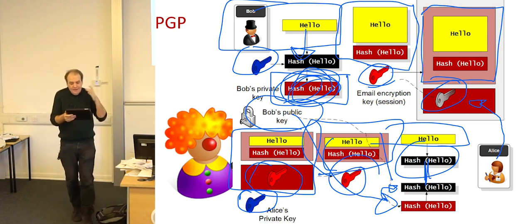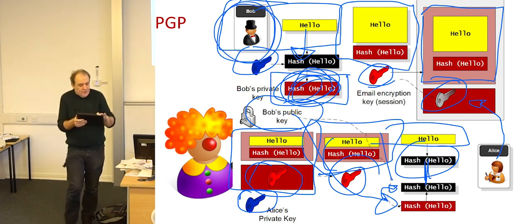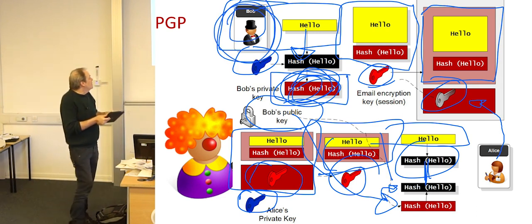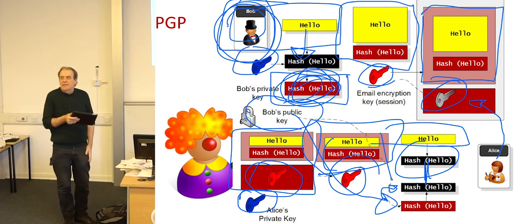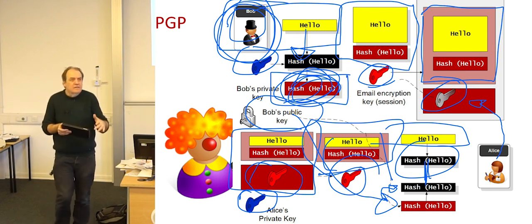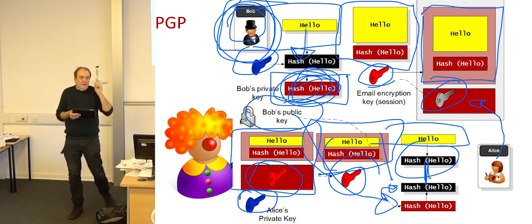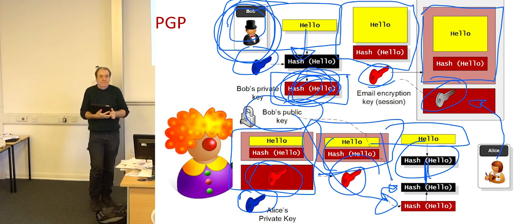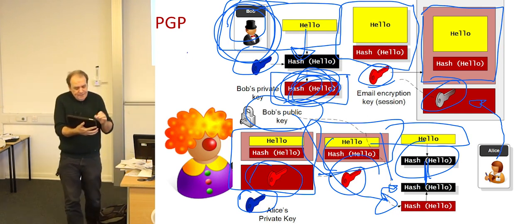So she's proven that the contents of the message haven't changed, and she's also proven that Bob was the sender of the email, and only Alice can open up the email. So if he gets onto Alice's server, can he read the email contents and change them? No. Only Alice can now read them.